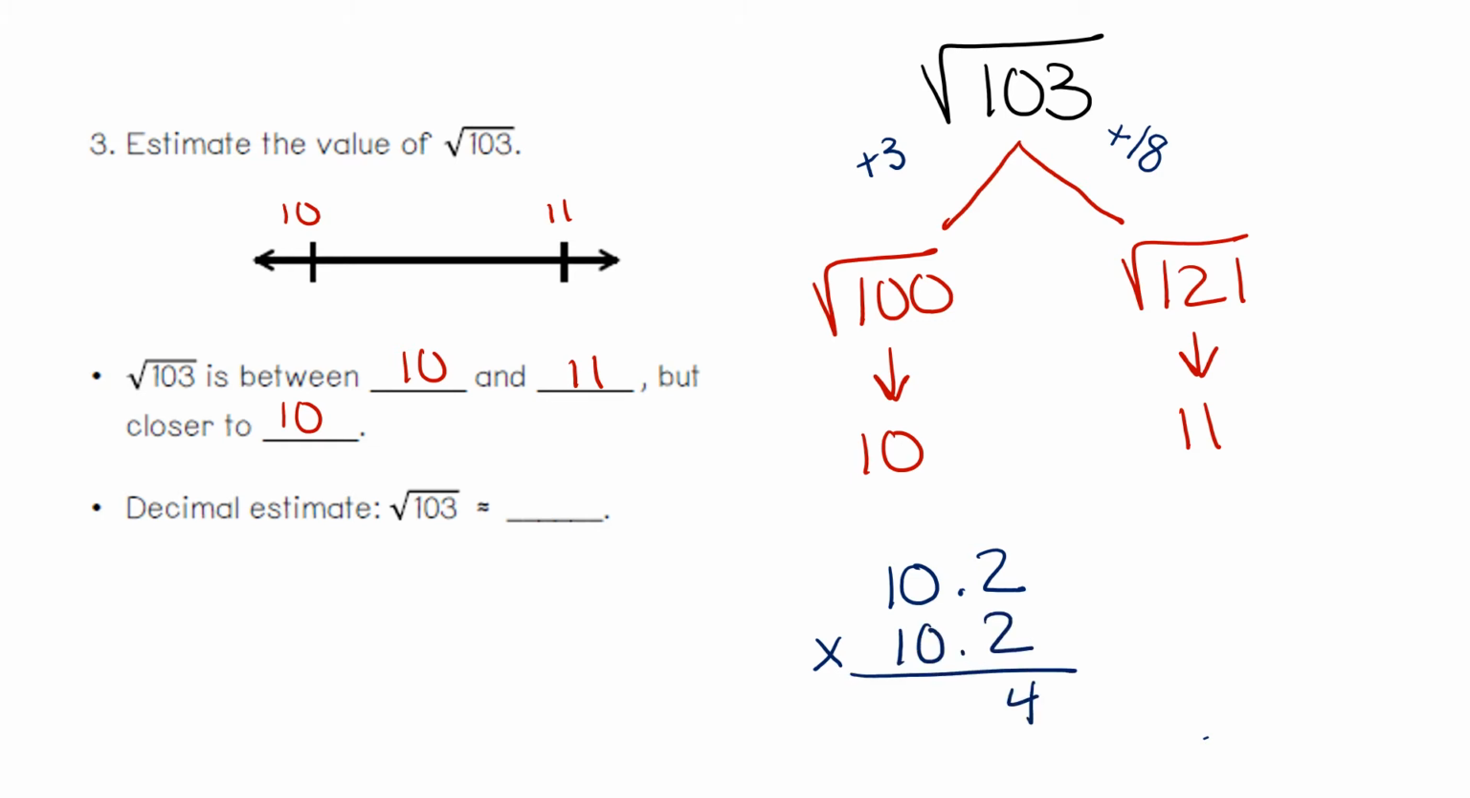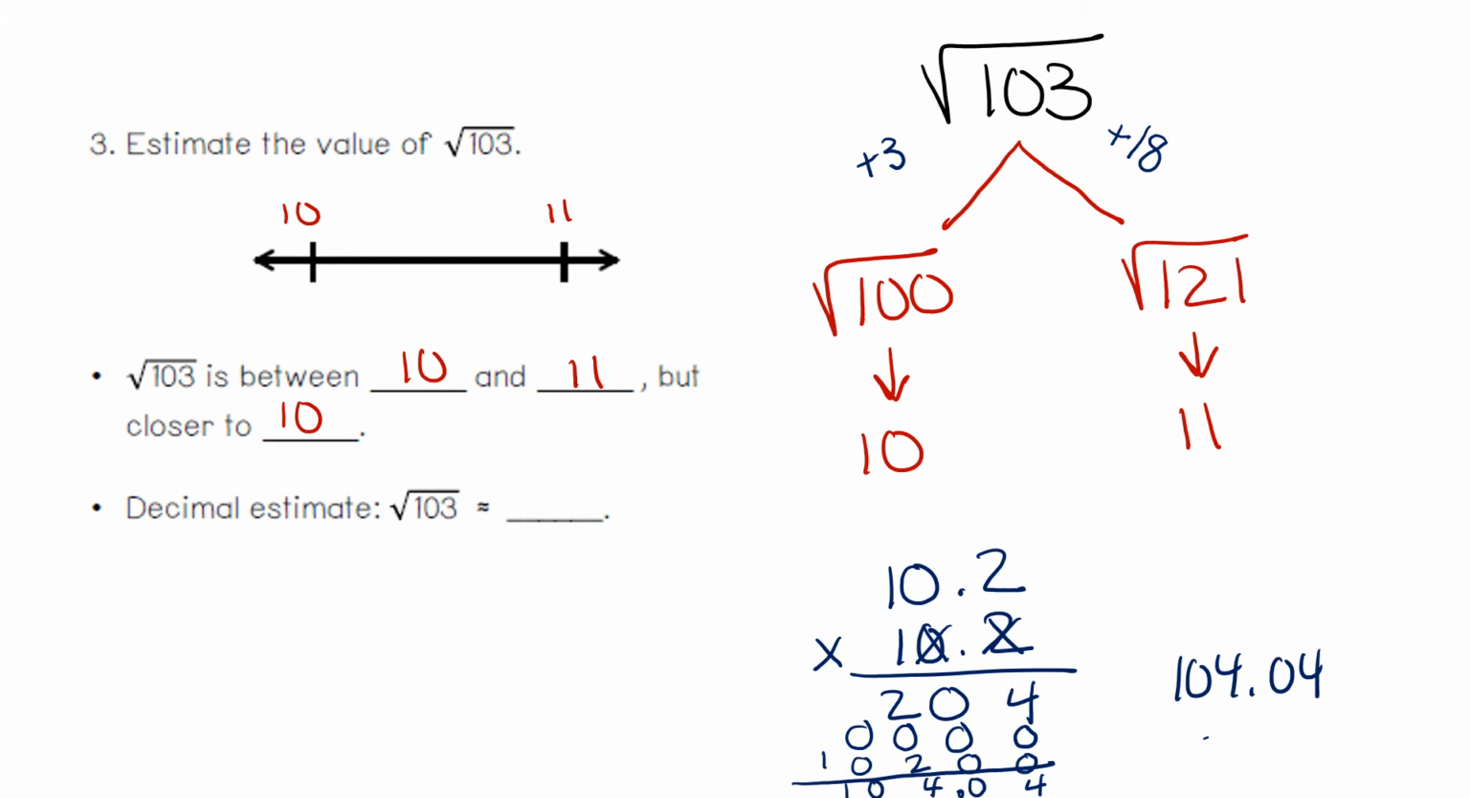2 times 2 is 4, 2 times 0 is 0, 2 times 1 is 2. We're done with the 2, so I put down my placeholder of 0. 0 times 2 is 0, 0 times 1 is 0, 0 times 0 is 0. I put down 2 more placeholders because we're done with both of those values. 1 times 2 is 2, 1 times 0 is 0, 1 times 1 is 1. Add up the values and we get 4, 0, 4, 0, and 1. And we end up with about 104.